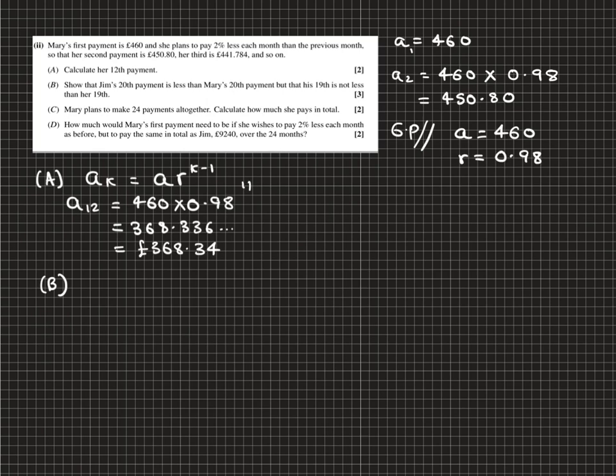Part B. Show that Jim's 20th payment is less than Mary's 20th payment, but that his 19th payment is not less than her 19th payment. So we've got quite a lot of calculation to do here. So let's start with Jim. So we want to work out Jim's 19th payment and we want to work out Jim's 20th payment. So we're going to have to go back to our arithmetic progression for Jim.